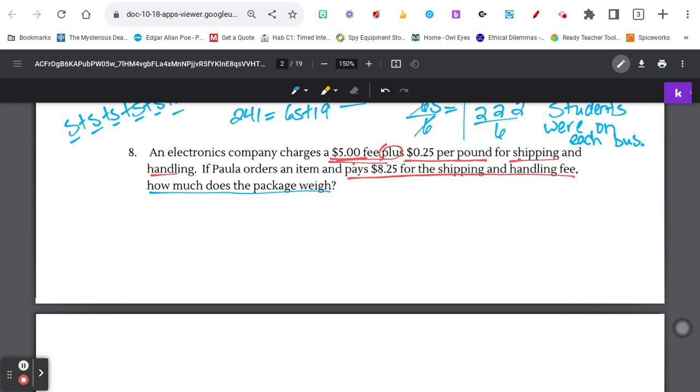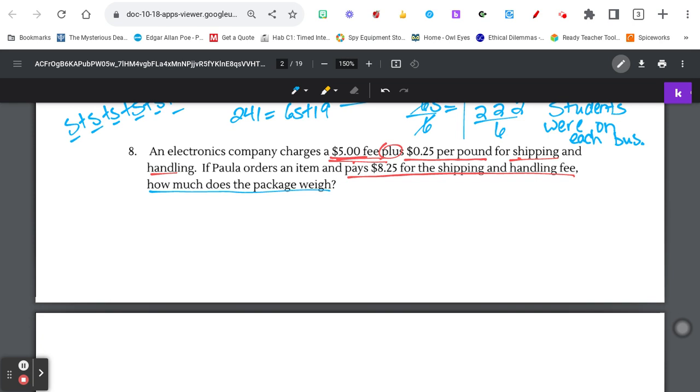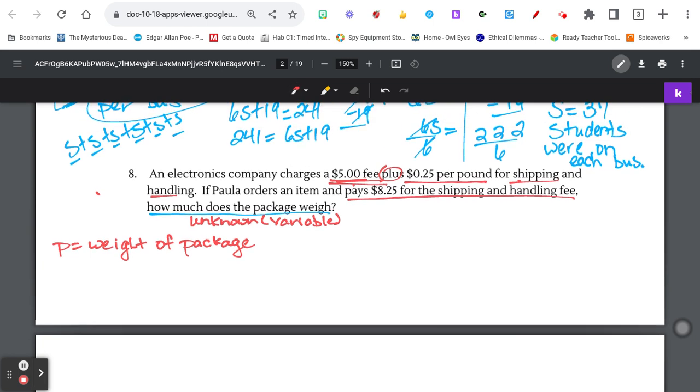All right, this is what you should have. All right, so this is my unknown. I don't know the weight of the package. It's going to be my variable. And I choose P for weight of package. You can use whatever variable you want. I don't know what I'm spelling, but I'll fix it. Okay, weight of package. So I'm going to go back and look for where it may be talking about weight.